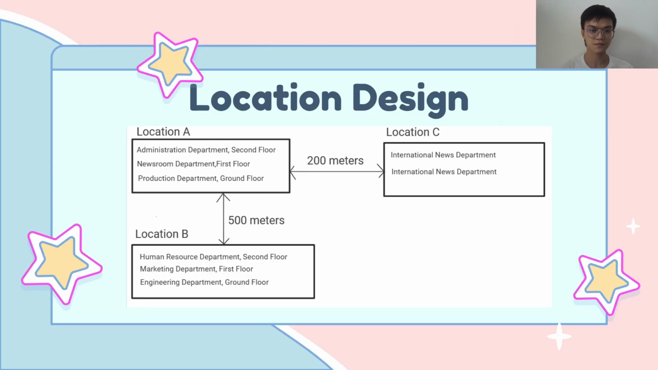So this is our location design. Location A has three floors. Ground floor is the production department. First floor is the newsroom department. Second floor is the administration department. For location B, the ground floor has the engineering department. The first floor is the marketing department, and the second floor is the human resource department. For location C, we only have an international news department.